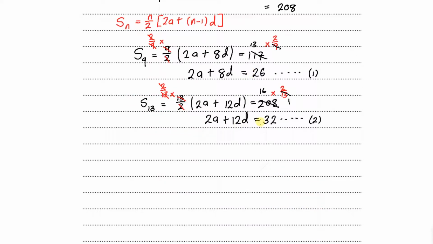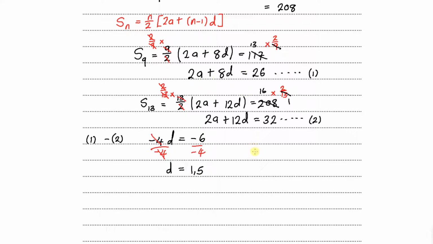So I can solve the two simultaneous equations by elimination. So I'm going to subtract equation 1 minus equation 2. And doing so means I'll subtract 2a minus 2a to eliminate the a terms. Then 8d minus 12d, we get minus 4d. And 26 minus 32 gives us minus 6. And if we divide both sides by minus 4, then we will have the value of d coming out as 1.5.